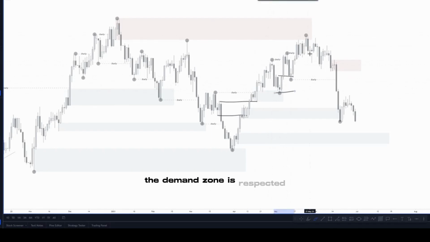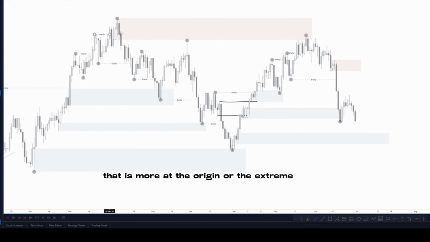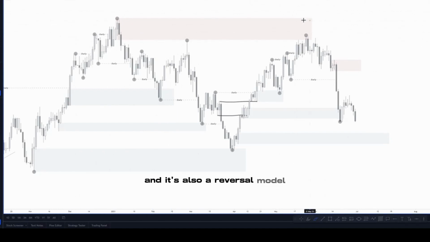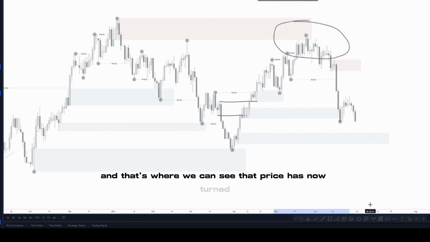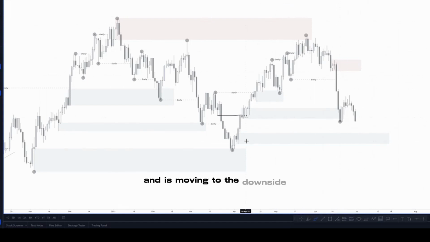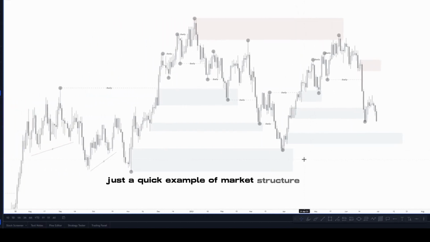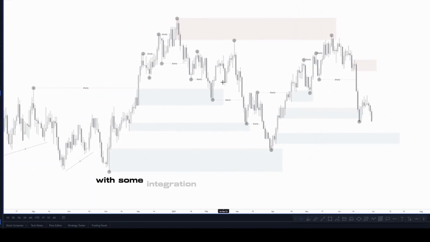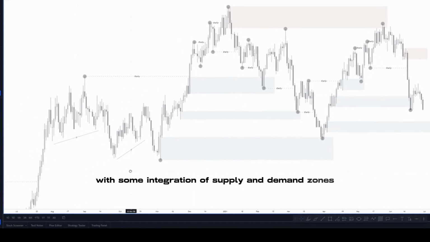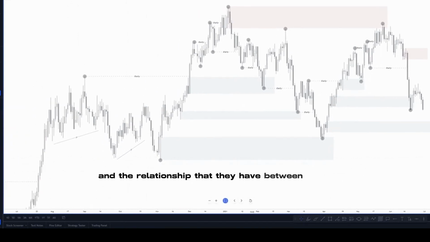The demand zone is respected, and price continues making higher highs until we tap into this supply zone that is more at the origin or the extreme of the move, and it's also a reversal model, and that's where we can see that price has now turned and is moving to the downside. But this is just a quick example of market structure here on Euro US dollar with some integration of supply and demand zones and the relationship that they have between each other.